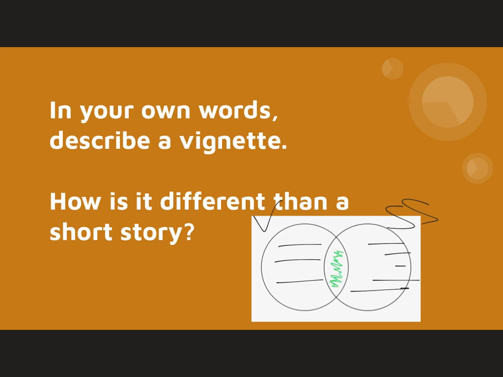So for example, there are characters in a vignette and there are characters in a short story. But one example of something that might be only in short stories is a traditional plot of rising action, climax, and falling action, whereas a vignette doesn't necessarily have to have a traditional plot. So do your best on that. Shoot to have at least 3 things in each portion of your graphic organizer. So basically what that means is 3 things over here, 3 things in the middle, and then 3 things over here.